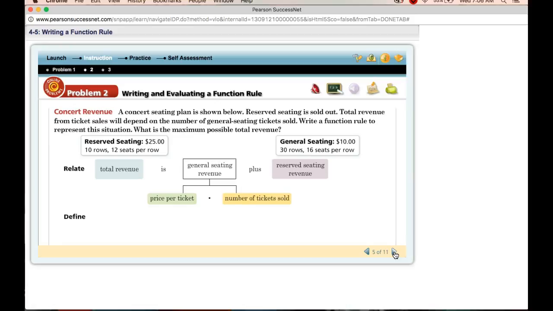Now, define the variables. Let R equal the total revenue and let N equal the number of general seating tickets sold. Now, use the relation to write a function rule. The total revenue, R, equals the price per general seating ticket, $10, times the number of general seating tickets sold, N, plus the reserve seating revenue, which is $25 times 10 rows times 12 seats per row.